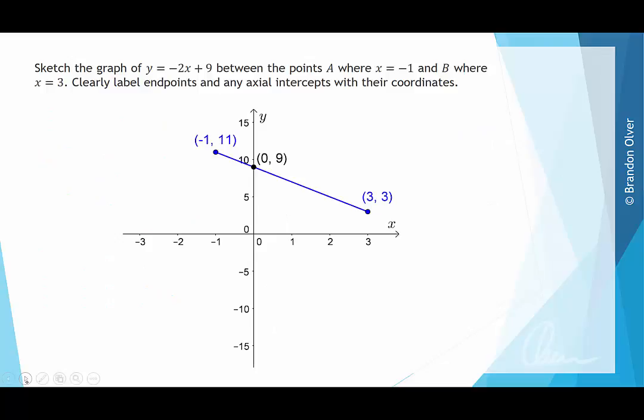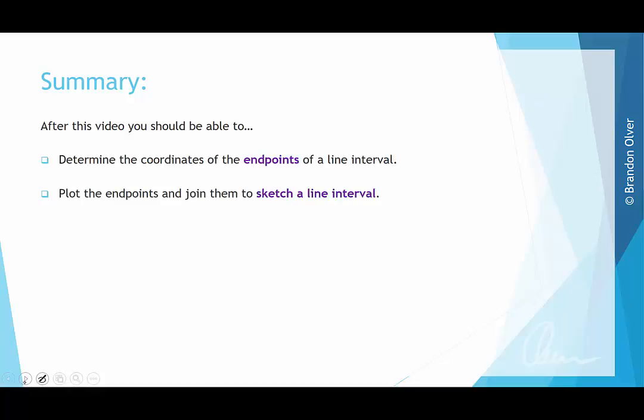On this slide, we've just got a computer to generate the graph so you can see exactly what it should look like. And once again, you've got the two endpoints and the y-intercept labelled with their coordinates. So after this video, you should be able to determine the coordinates of the endpoints of a line interval, plot the endpoints and join them to sketch a line interval, and correctly label key features of a linear interval with their coordinates.